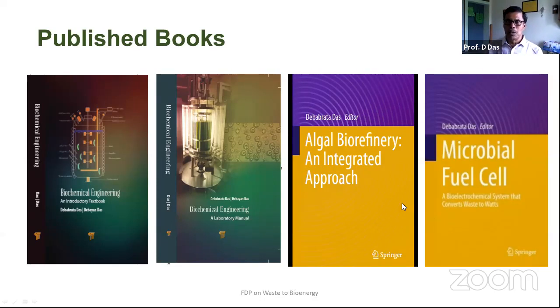This is the edited book. One is Algal Biodiversity and Integrated Approach. I hope if you go through that, you can find out how the algae can be used for different purposes. It is a very useful book. And Microbial Fuel Cell, I told you how the waste material, I hope the several speakers like Professor Ghangrekar, Dr. Venkat Mohan, they might have already talked about the microbial fuel cell. That is the very unique technique through which the waste can be converted into electricity.